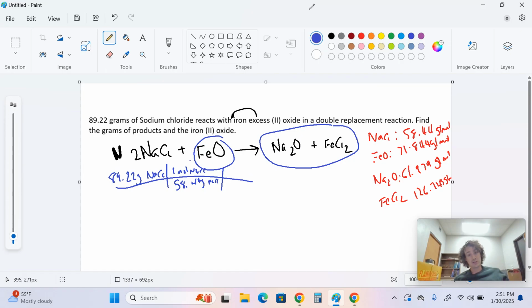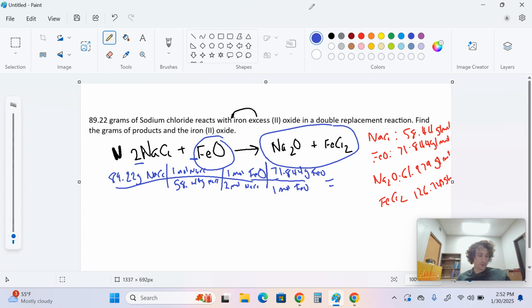What's the ratio? The ratio is one of these for every two of these. So there's 2 moles of NaCl in the denominator, sorry, that cancels that out. And then 1 mole of FeO. This is going to find the moles of this, and then I can convert to grams. I use the molar mass. The molar mass for FeO is 71.844 grams of it per every mole of it. And you'll notice I use the labels just to keep things clear. And what's my answer for this? I don't know. Let's put it in the calculator and take a look.